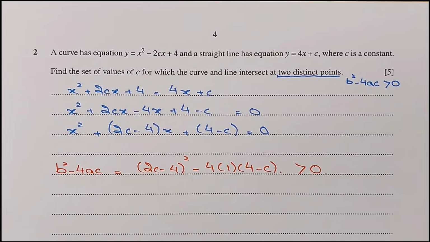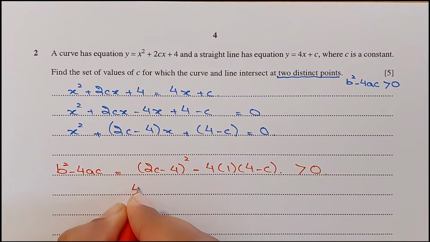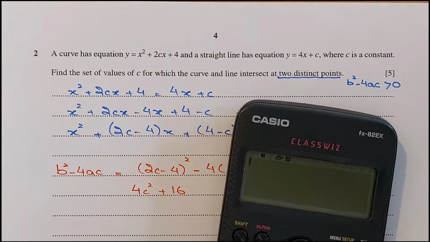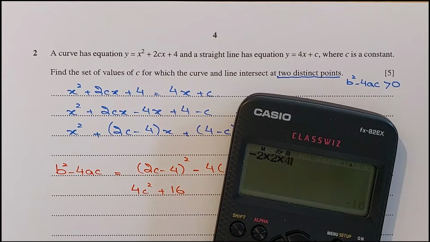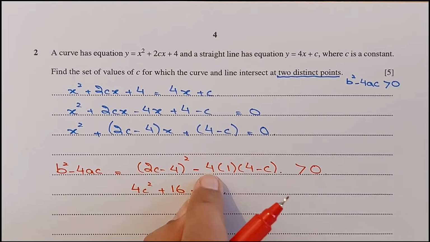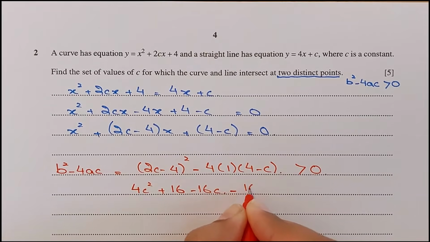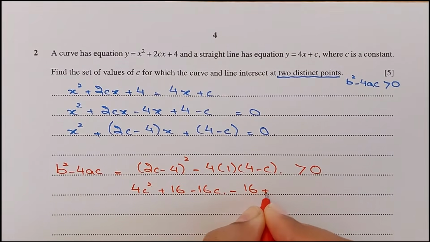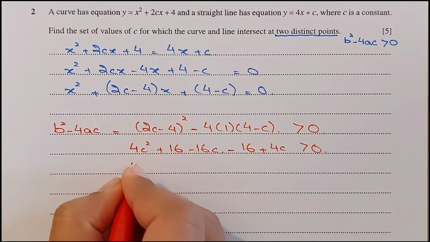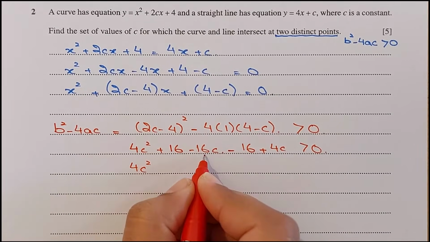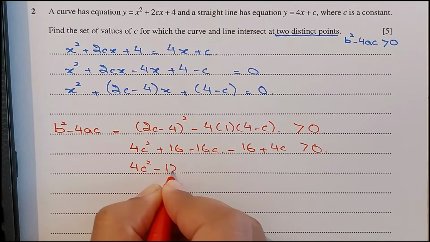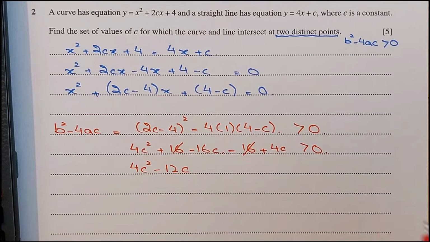Now let me simplify this. This is 4c square, 4 square is 16, and minus 2ab, so we have negative 2 times 4, negative 16c, minus 16. Negative 4 times 4 is negative 16, and negative times negative is positive 4c. This is greater than 0. Let me simplify. 4c square, and the c terms are negative 16 and plus 4, so minus 12c, and the constant is positive 16 and negative 16.